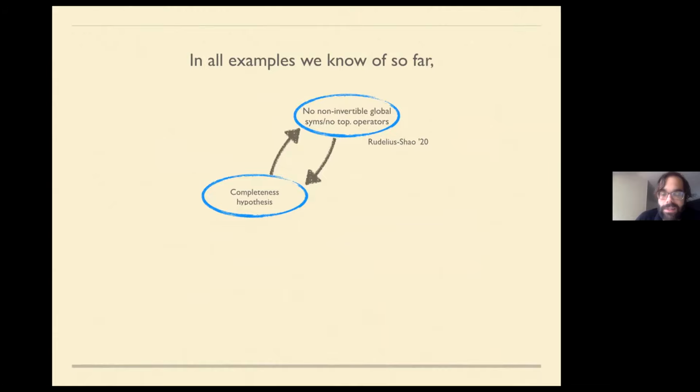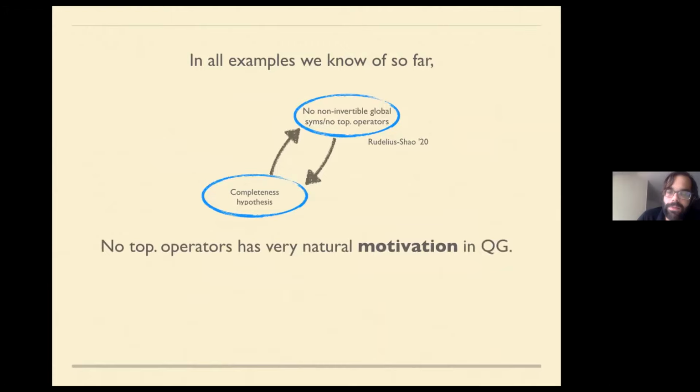And I would like to end with some very general motivation for the absence of topological operators in quantum gravity. Like for the completeness hypothesis we discussed, you can just thread the line through the wormhole, and that seems pretty natural in general to me.